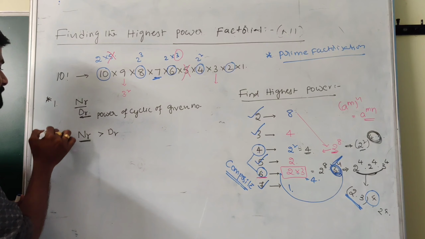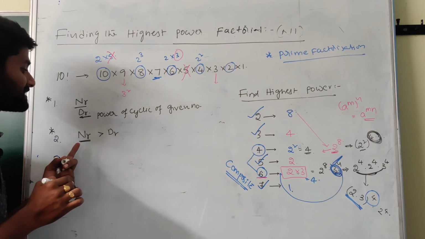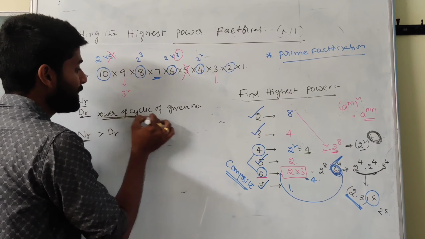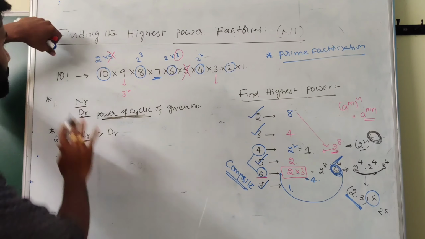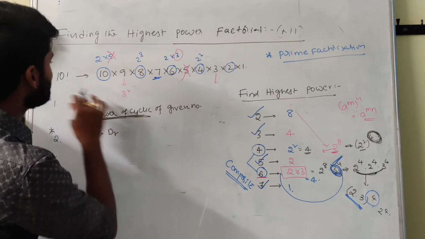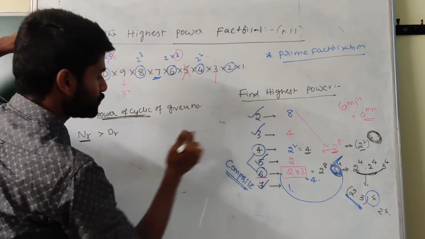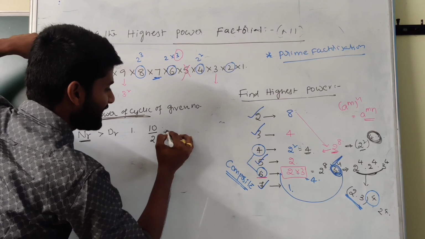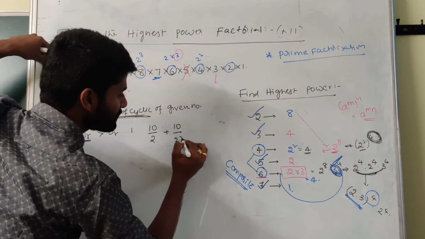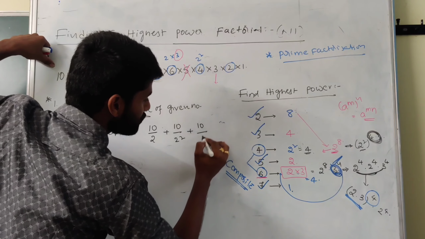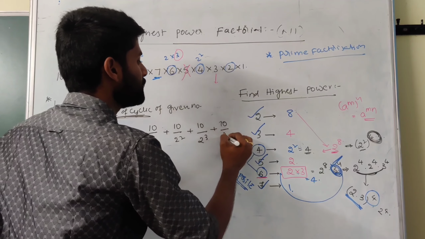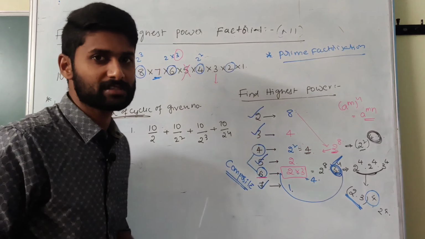So write in terms of numerator by denominator. Always consider the numerator greater than the denominator, and the denominator having power cyclic values. For example, if 10 factorial is given and we need to find the power of 2, just write 10 divided by 2, the next value 10 divided by 2 square, the next value 10 divided by 2 cube, and the next value 10 divided by 2 power 4. Still we can go with the same power cyclic value.